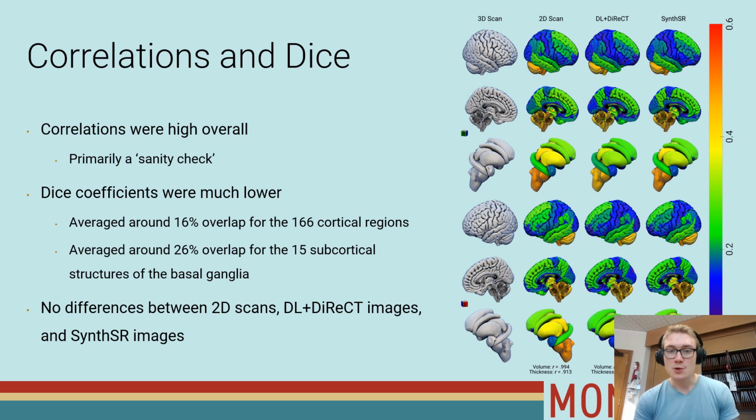Dice coefficients were much lower overall. Spatial overlap between regions of the cortex in the 2D and synthesized images averaged around 16%, but did improve to 26% in the subcortical structures. Importantly, spatial correspondence was no higher between the 3D scans and the synthesized images than the 3D and the 2D scans. The 2D scans were the highest overall, albeit only marginally.